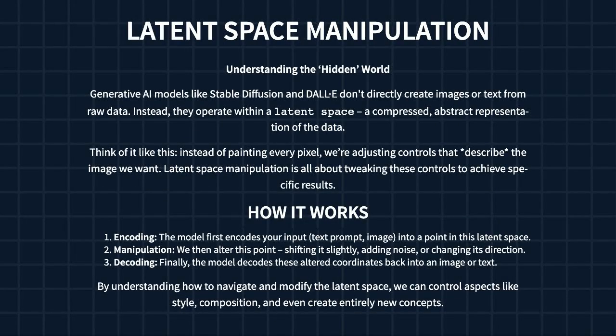Okay, let's talk about a really cool concept called latent space manipulation. These AI models, things like Stable Diffusion and DALL-E, aren't just randomly generating images or text. They are actually operating in this hidden world, what we call the latent space. It's essentially a super compressed version of everything they've learned from their training data. Instead of working directly with pixels or words, we're adjusting controls that describe the desired outcome. It's like having sliders for style, composition. You can really fine-tune things. We first encode our input into this space, then tweak those points, and finally decode it back to a final result.